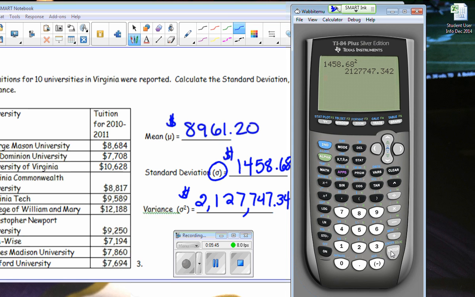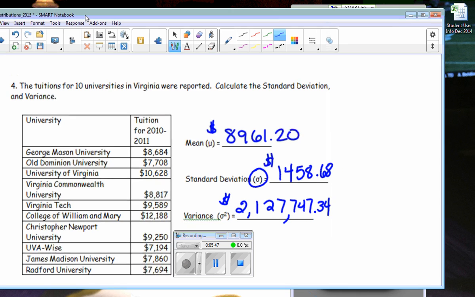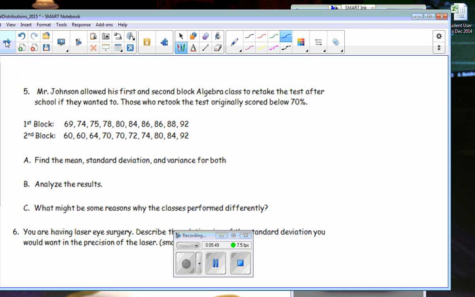All right, if we go ahead and look at the next question then. We're looking at Mr. Johnson, okay? And we have two different classes. We have block 1 and block 2, and they're being allowed to retake a test, okay? So I have two different data sets, and it says to find the mean, standard deviation, and variance for both.